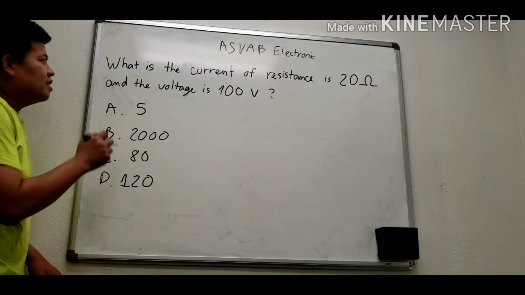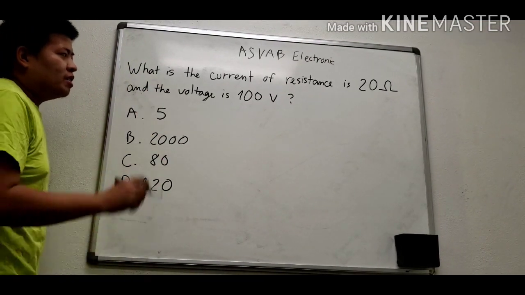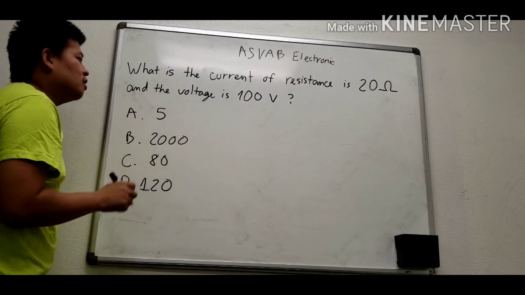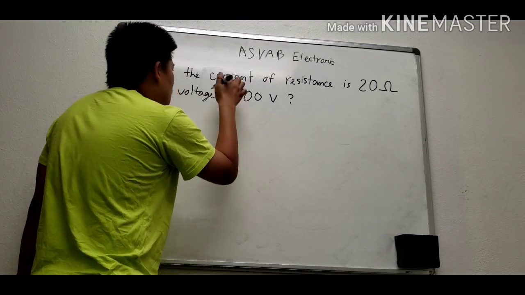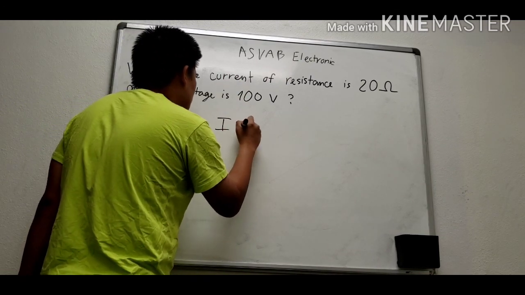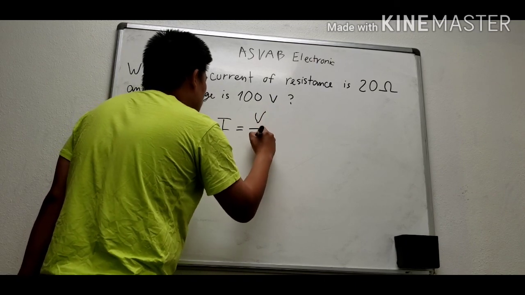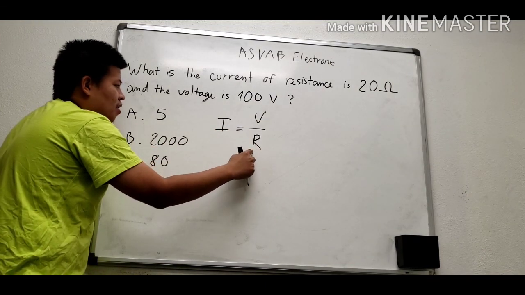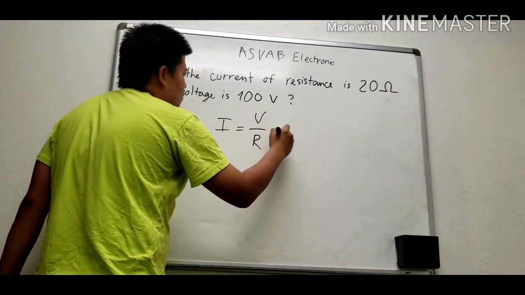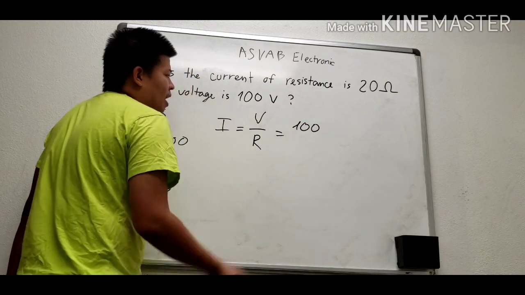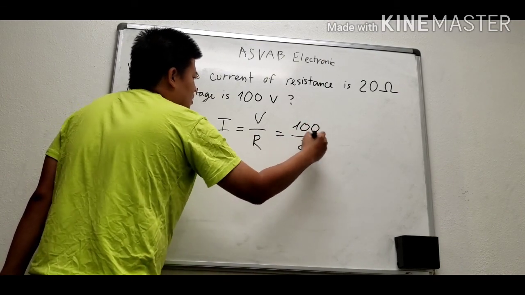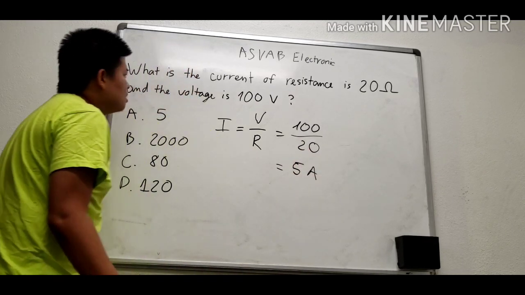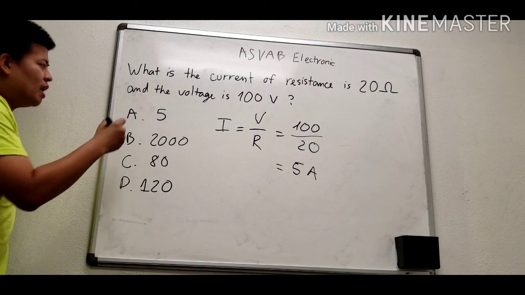In the test, they will ask what is the current if the resistance is 20 ohm and the voltage is 100 volt. We have the formula for the current: I equals V divided by R. We have V is 100 and we have 20, and we got 5. So the answer for this question is 5.